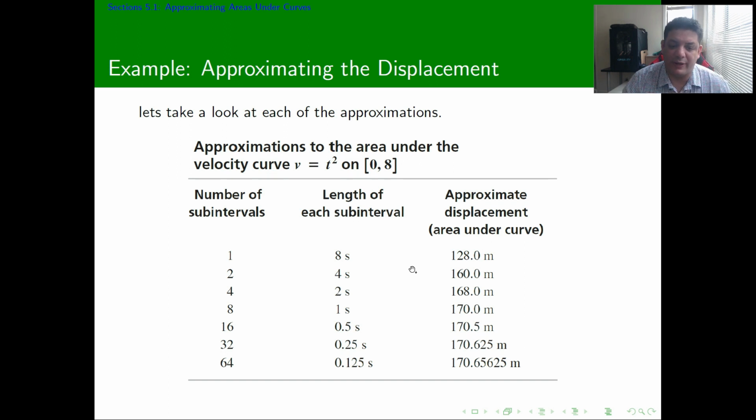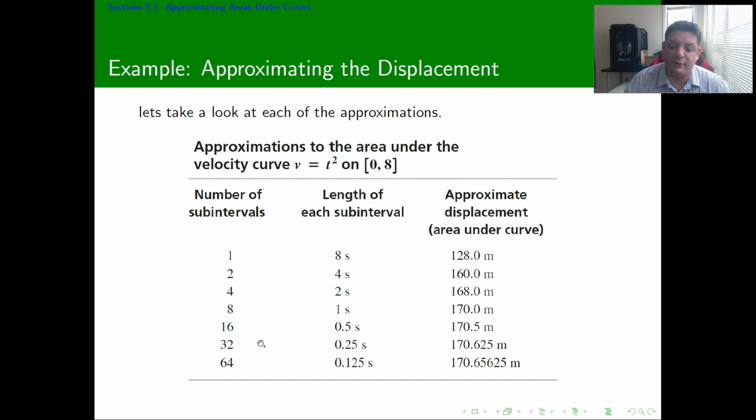And so notice what happens when we take a look at each of the approximations. So we have t squared on 0 to 8, and the number of subintervals is going to give me a better approximation of the area under the curve. Notice with one subinterval, the length of the subinterval is 8, and the area under the curve is 128, which is probably not very reliable. Now when we jump to 4, the length of the subinterval is 2, and it's 168.